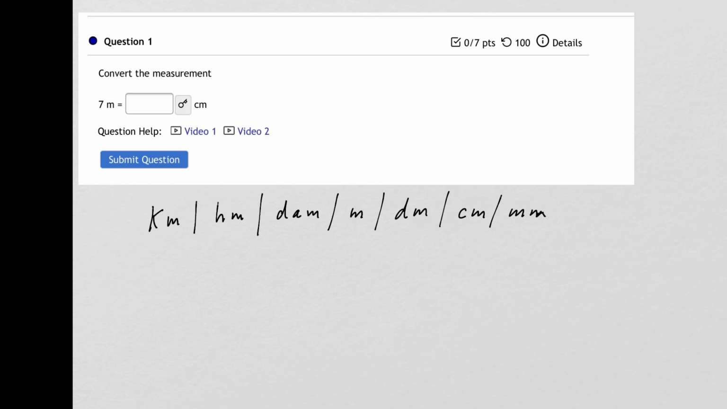If I want to go from meters to centimeters, so I start at meters, how do I get to centimeters? I need to move 2 places to the right on the table. That means I need to move the decimal point 2 places to the right. So it's 7 to begin with, so I need to go 2 to the right, so it's going to be 700. So this is going to be 700 centimeters. And that's all you have to do.